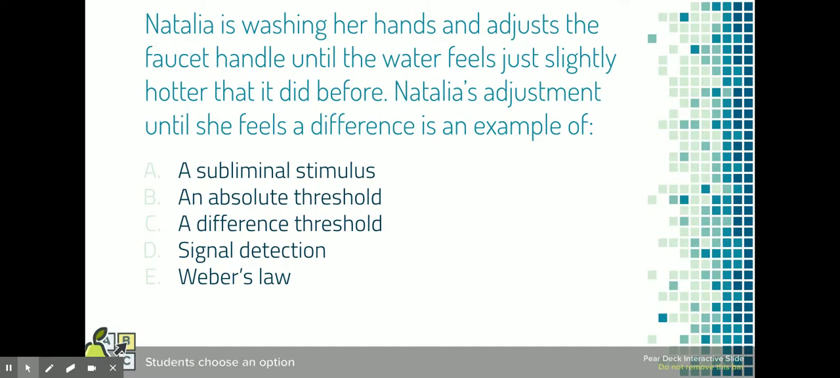Next, Natalia is washing her hands and adjusts the faucet handle until the water feels just slightly hotter than it did before. Natalia's adjustment until she feels a difference is an example of, go ahead and choose. Correct answer is difference threshold. Alternative answer could have been JND, or just noticeable difference.